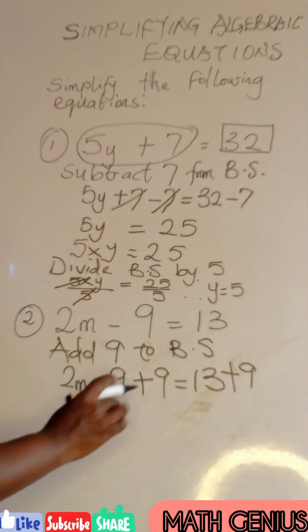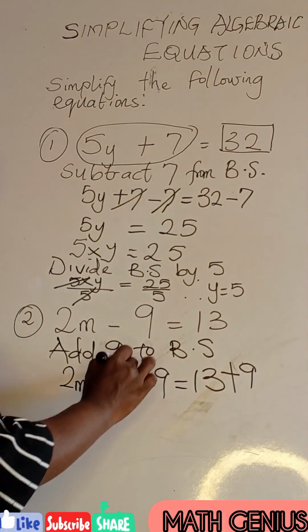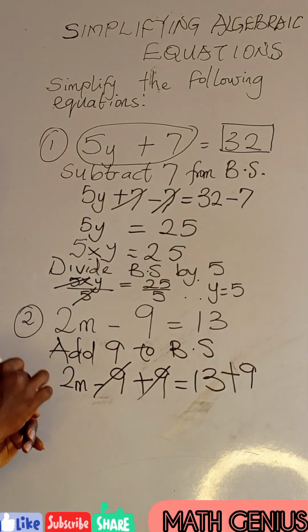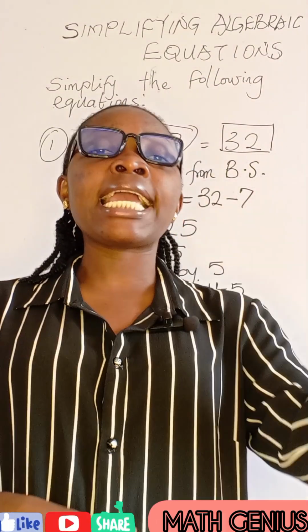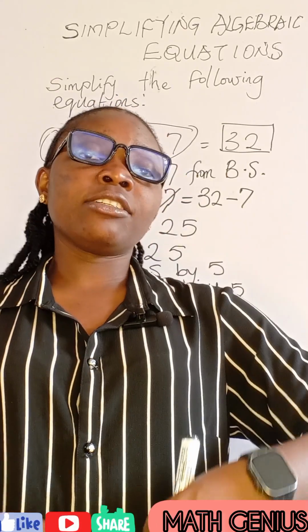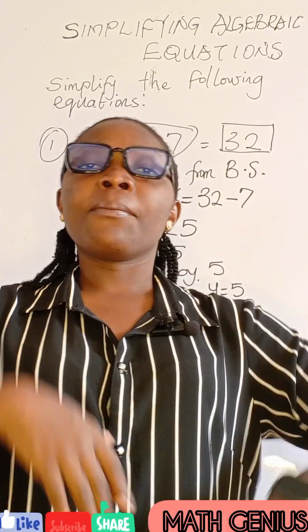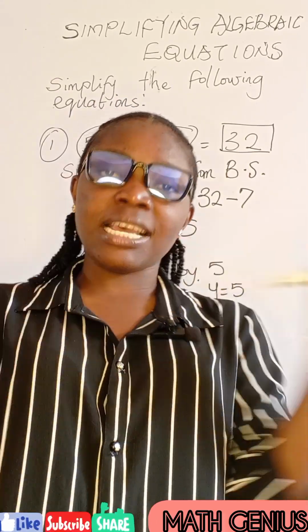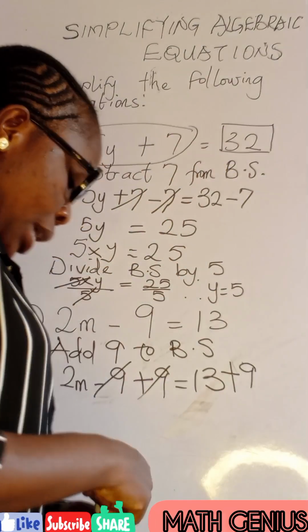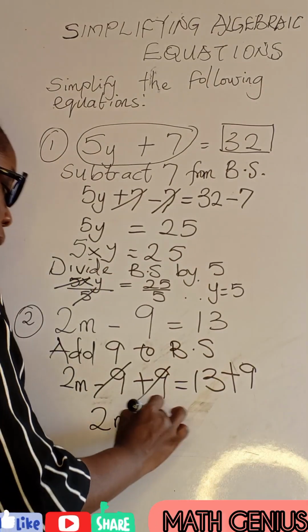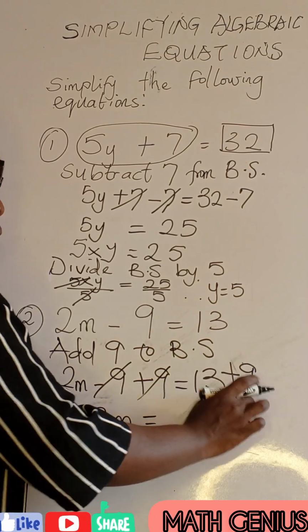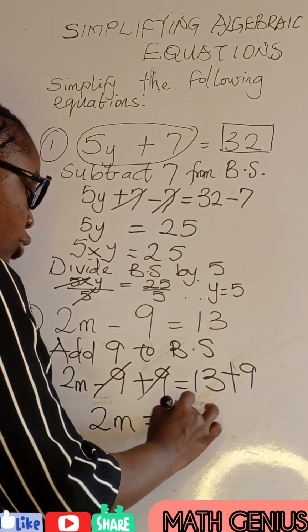So right now, minus 9 plus 9 is 0. Minus 9 plus 9, I'm owing 9 and I have 9. I can charge off my debt. Minus 9 plus 9 is 0. So that is eliminated. We are now left with 2m here. Then the right hand side, 13 plus 9 is 22.